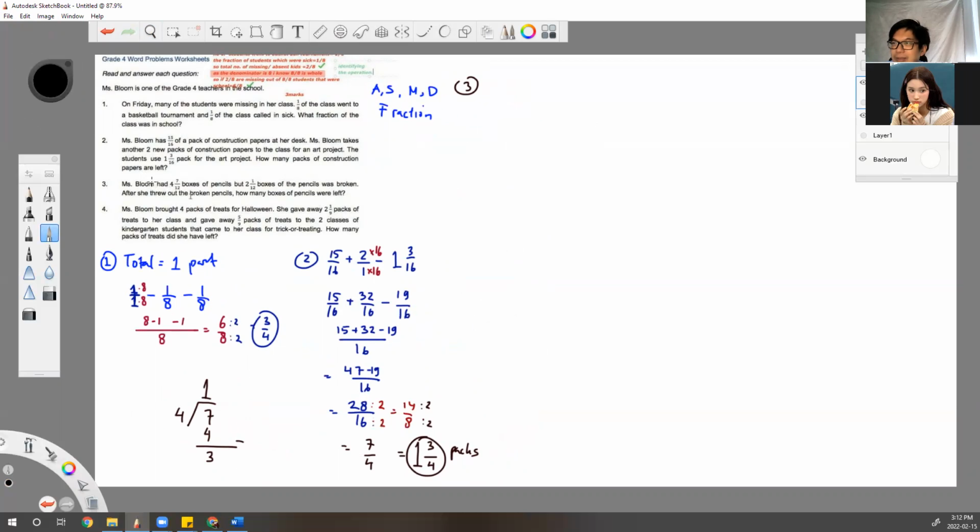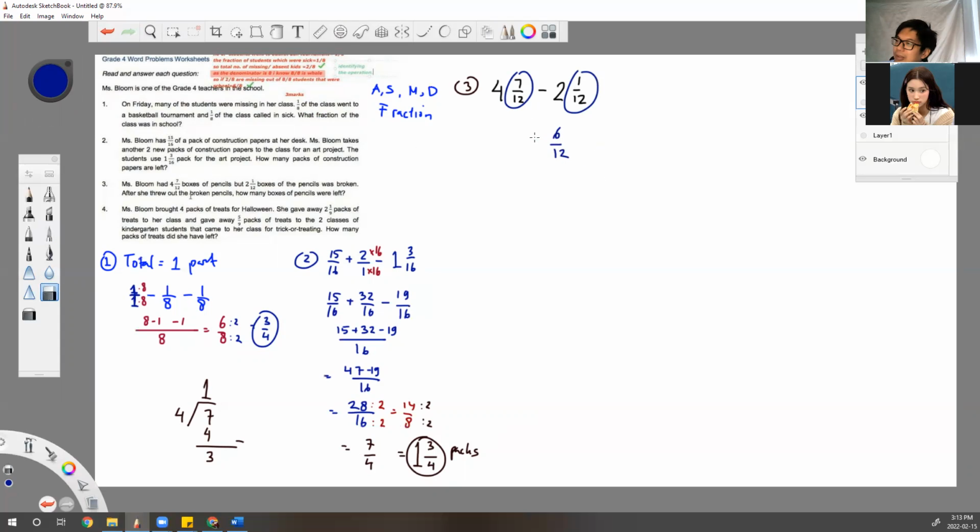Miss Bloom again. Ooh, every question contains Miss Bloom from number 2 until 4. Miss Bloom had 4 7/12 boxes of pencils, but 2 1/12 boxes were broken. After she threw away the broken pencils, how many boxes of pencils were left? Thrown away, so 4 7/12 subtract 2 1/12. I think you don't have to change into an improper fraction because here you can subtract 7/12 minus 1/12 easily. They share the same denominator, right?